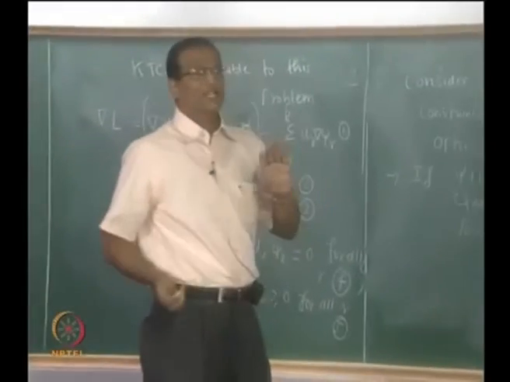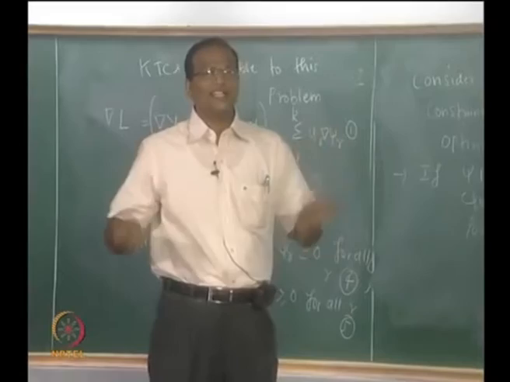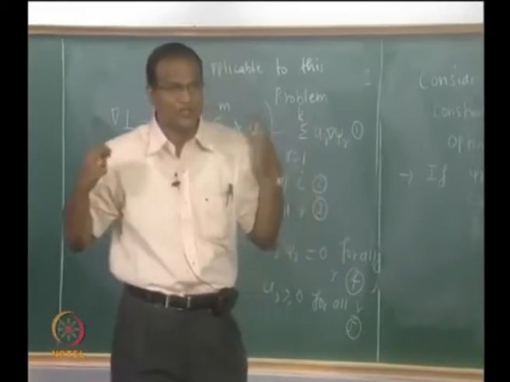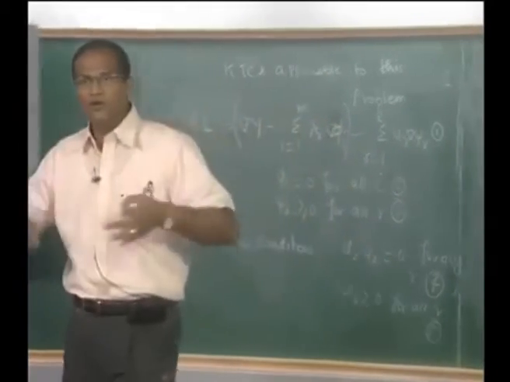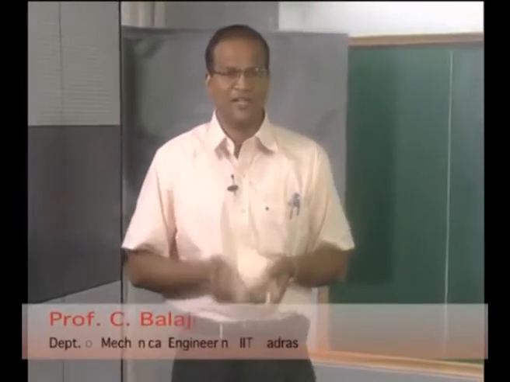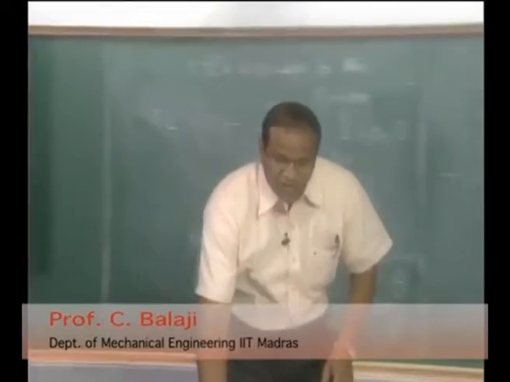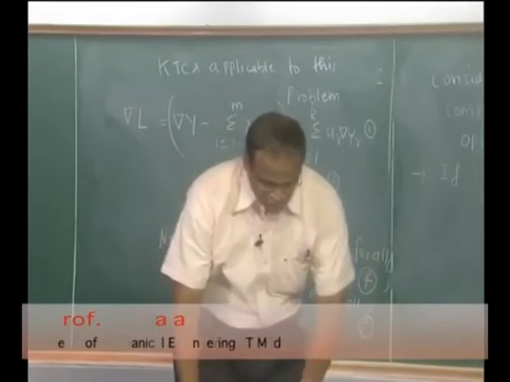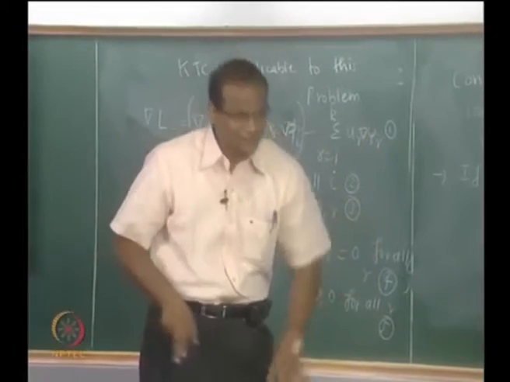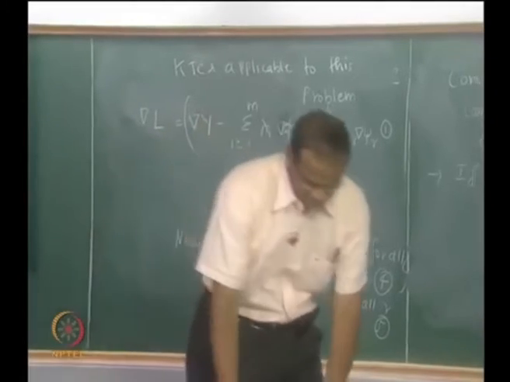In either case, it's an iterative process. You do not know. You have to do iterations and find out whether a particular constraint is active or inactive. Okay. So we will demystify the Kuhn-Tucker conditions with examples.